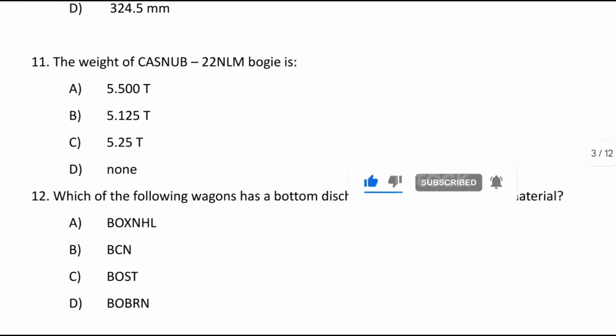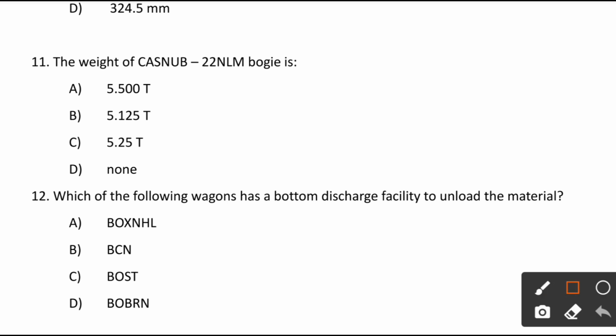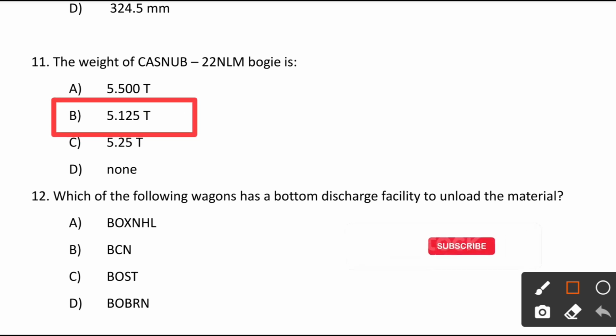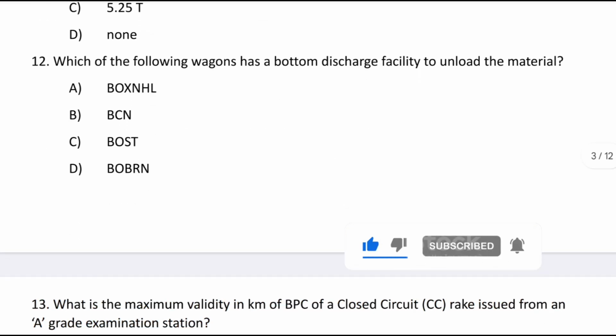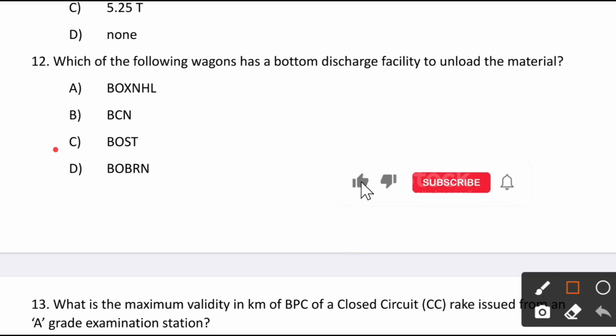11. The weight of CAS and UB22 NLM bogie is A. 5.500 T. B. 5.125 T. C. 5.25 T. D. None. In this question, the correct answer is B. 5.125 ton. 12. Which of the following wagons has a bottom discharge facility to unload the material? A. BOX NHL. B. BCN. C. BOST. D. BOBRN. In this question, the correct answer is D.